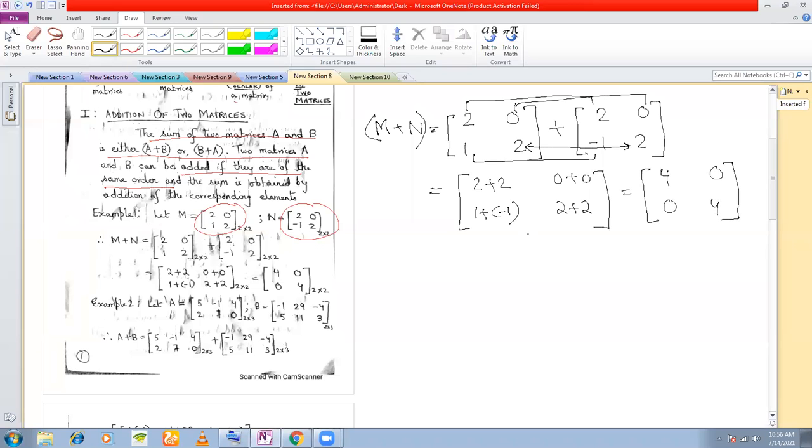Okay. So what you see here is that we started with M, which is a square matrix of order 2. We started with N, which was also a square matrix of order 2. Since they are the same order, we could add the two matrices, and the resulting matrix that we got was of order 2 also. So whenever we add two matrices of the same order, the resulting matrix, M plus N, will also be of the same order, that is of order 2 by 2.